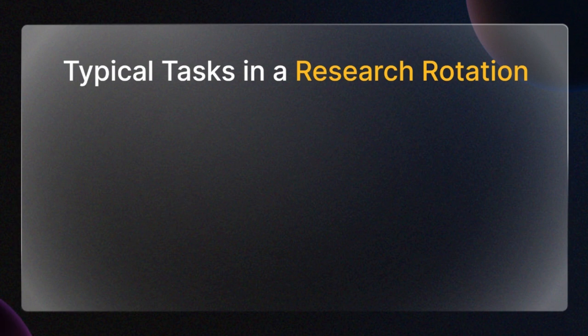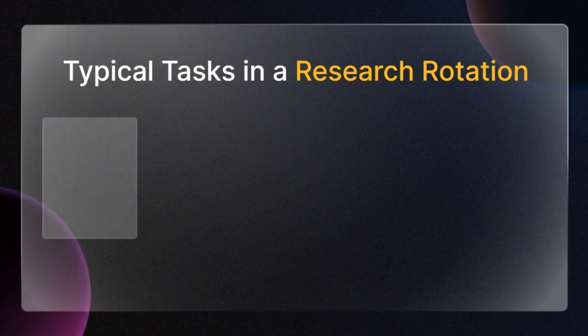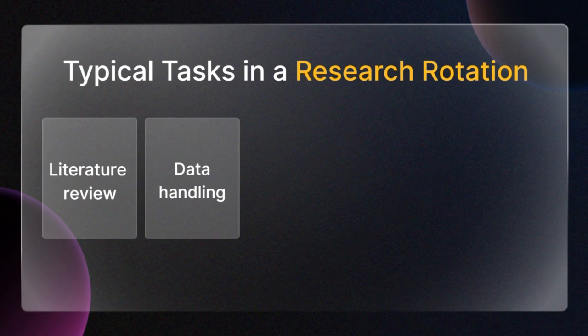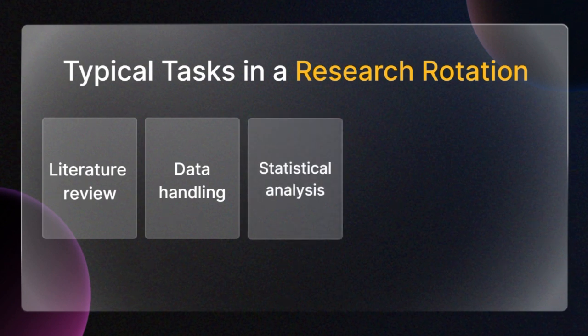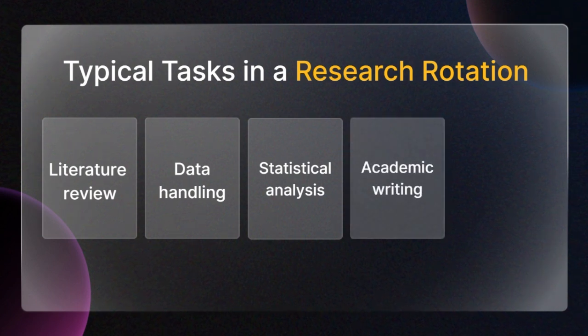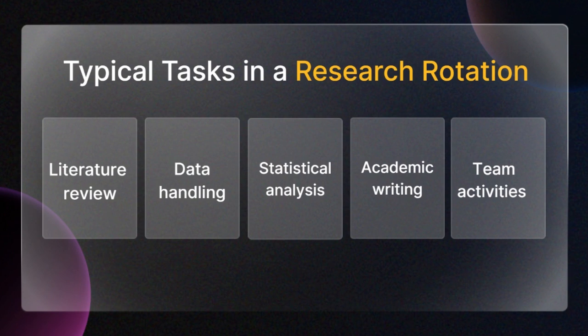The typical tasks during a research rotation may include conducting literature reviews, which means reading, summarizing, and organizing previously published studies, assisting with data collection or data cleaning, entering or verifying information from patient charts, databases, or public datasets, statistical analysis, often with the help of software like SPSS, R, or even Excel, depending on your skill level, writing abstracts, posters, and manuscripts. This is where your writing and academic English really matters. Participating in lab meetings, case discussions, and journal clubs.